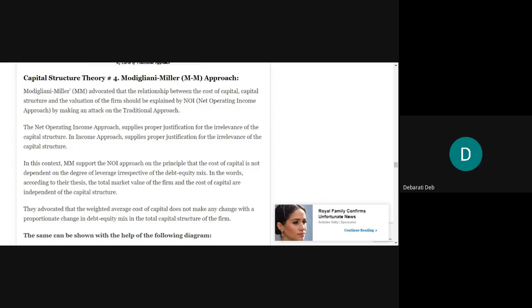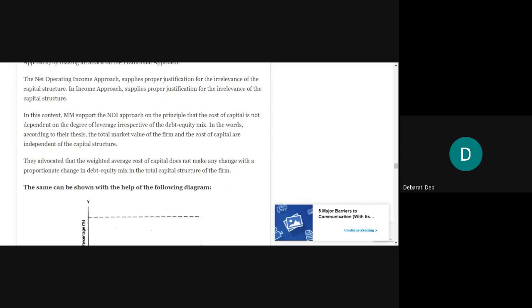Okay, the NOI approach, or the net operating income approach, supplies proper justification for the irrelevance of the capital structure. Same line has been written twice. Okay, anyways, printing error. So in the NOI approach, we could see the irrelevance of the capital structure, right?